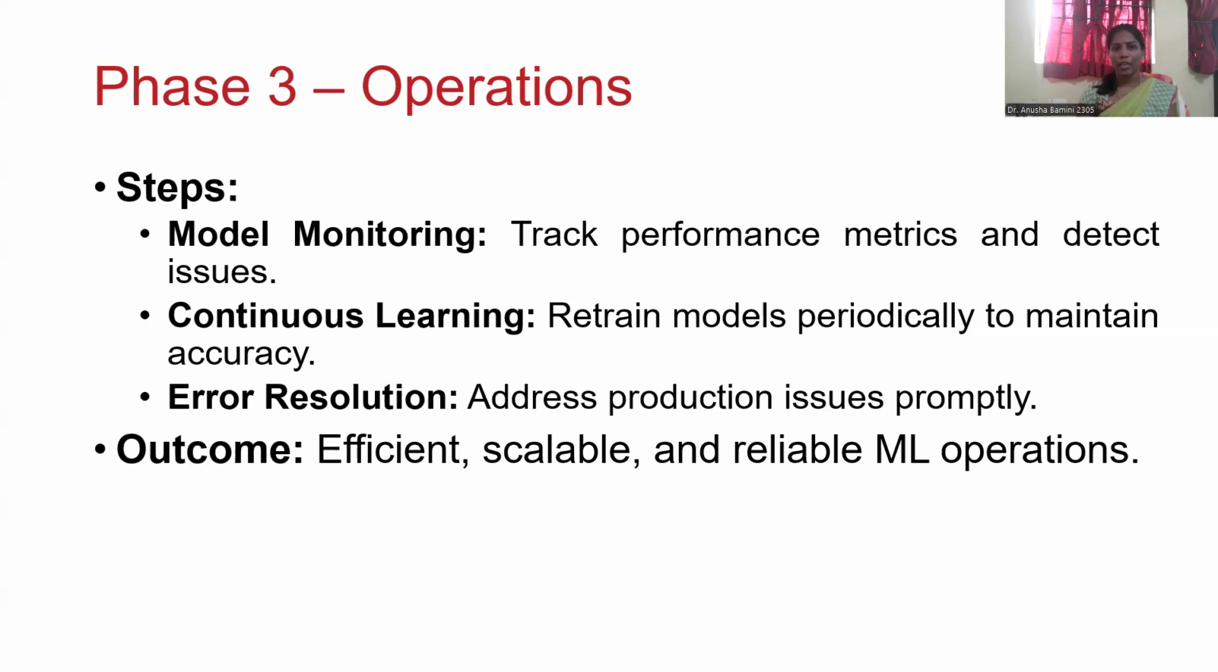So model training, continuous learning, and error resolution is done in this third phase. The outcome we are getting from the third phase is efficient, scalable, and reliable machine learning operation. So these are the three things we are doing in the machine learning roadmap.